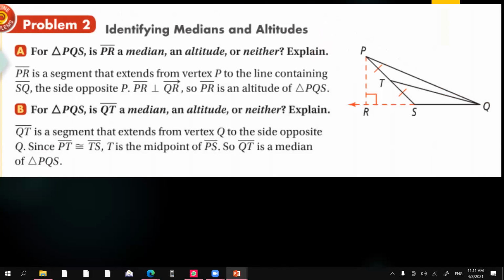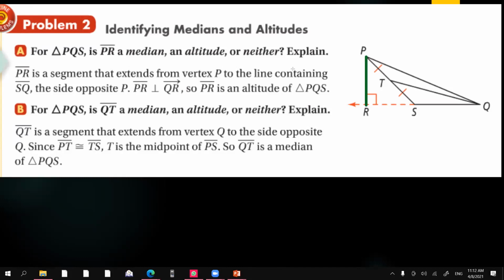Now, let's identify the median and the altitude. Let's now distinguish between them. Where is the median and where is the altitude? For the angle PQR, or PQS, sorry. PR, where's PR? This PR. So I have this slide now. Now they ask me, where is PR? Is it a median or an altitude?